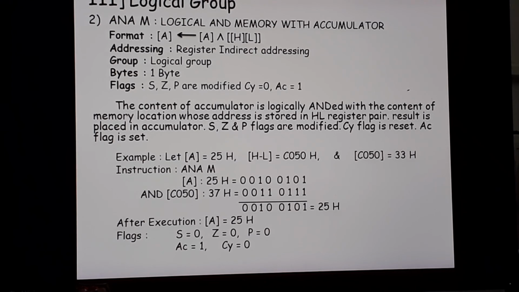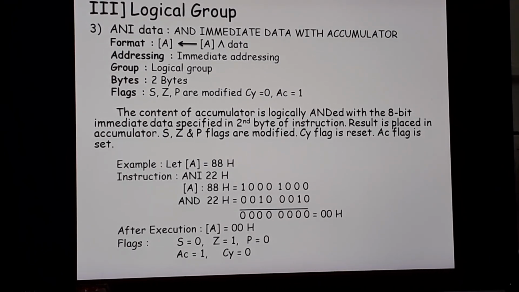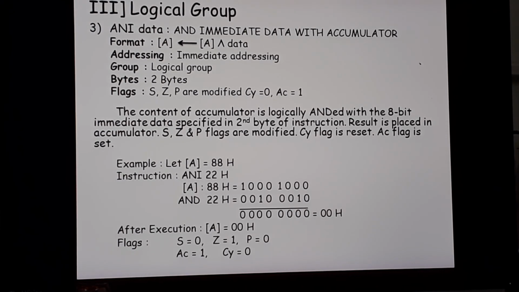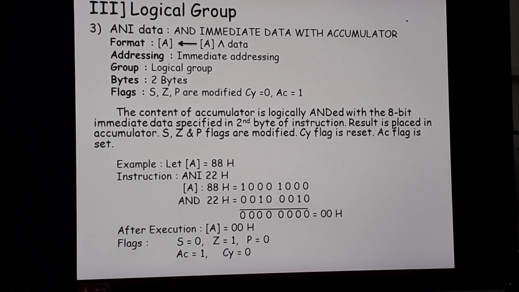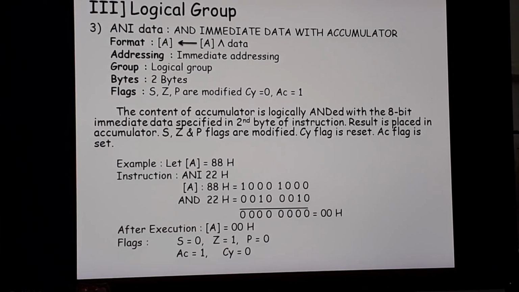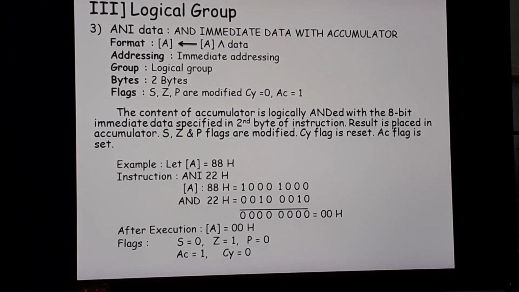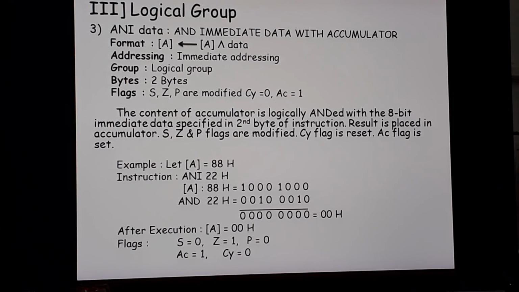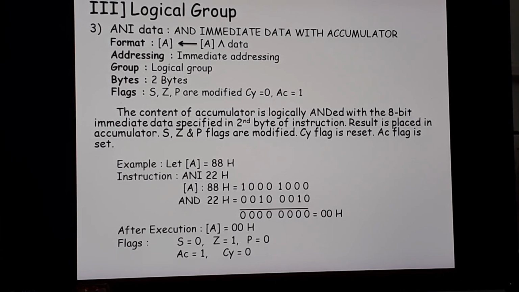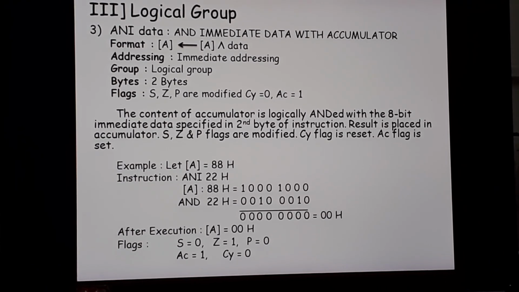Okay, so here we completed with two instructions, that is ANAR and ANAM. Now we'll continue with the third instruction in this particular group, that is ANI data. For AND operation we total have three instructions, that is ANAR, ANAM and the last is ANI. In the next video we'll be starting with some other instructions in the same group, that is OR. The same way we'll be following, that is ORAR, ORAM, ORI data.